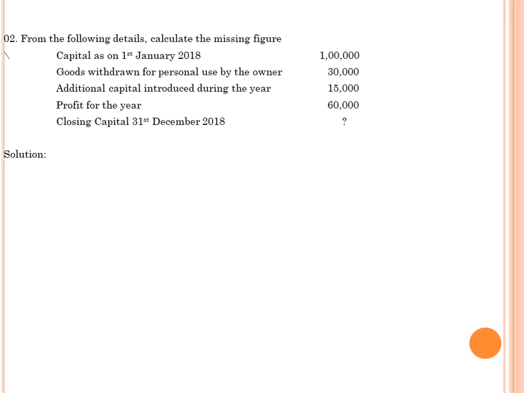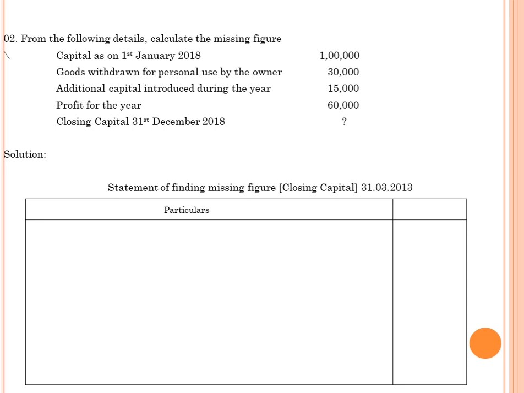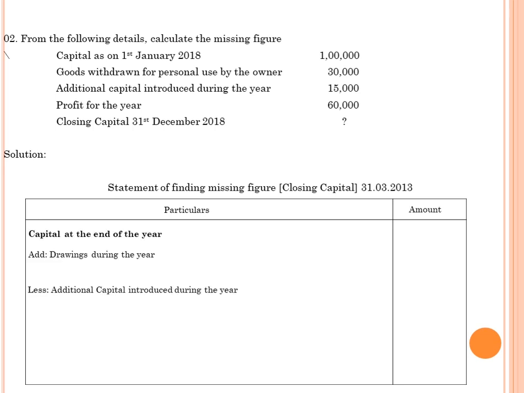Closing capital is missing. So write down the heading like a statement of finding the missing figure, closing capital 31/3/2013, and divide into two columns, particulars and amount. Closing capital at the end, add drawings, less additional capital, then the balance we call the adjusted closing capital, and less opening capital. What about profit or loss? Now you fill the values as per the blanks.